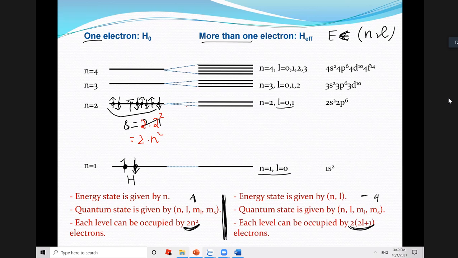However, in this, because the energy splits into 2 energy levels or 3 energy levels or 4 energy levels, in each you only have 2l plus 1, 2 multiplied by 2l plus 1 electrons can occupy this. Yes, it is different between the one electron atom and the more than one electron atom.